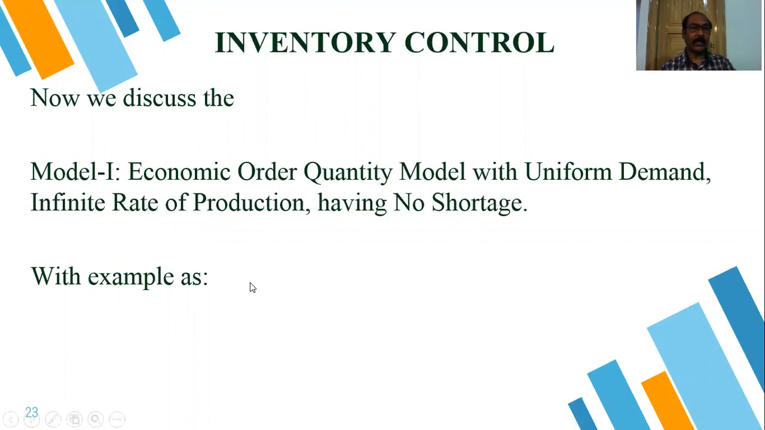Example we are considering. Now we will discuss in the next class model 1 with an example, that is model 1, economic order quantity model with uniform demand, infinite rate of production, having no shortage. So that model we will discuss with the help of the example in the next class.